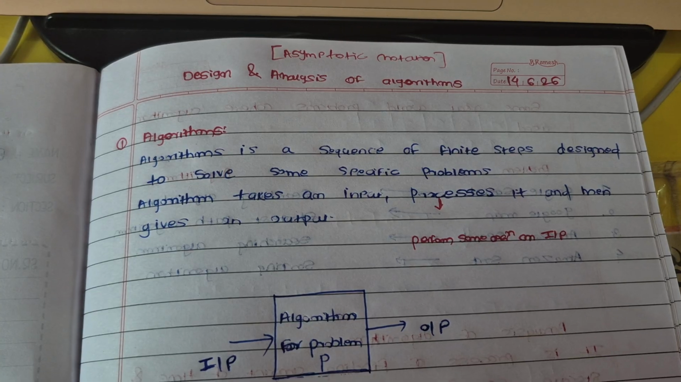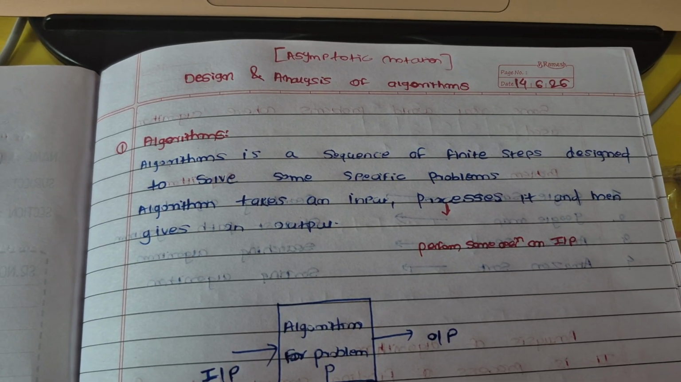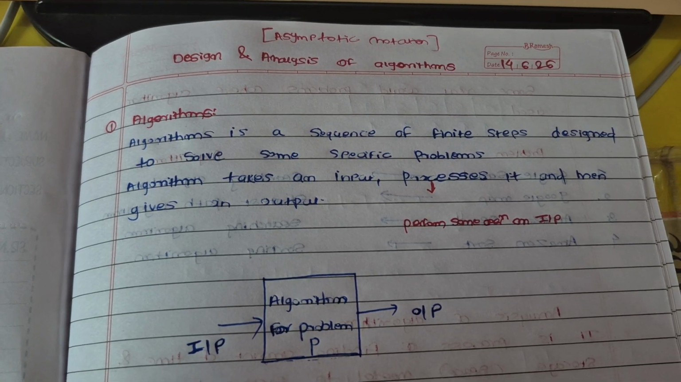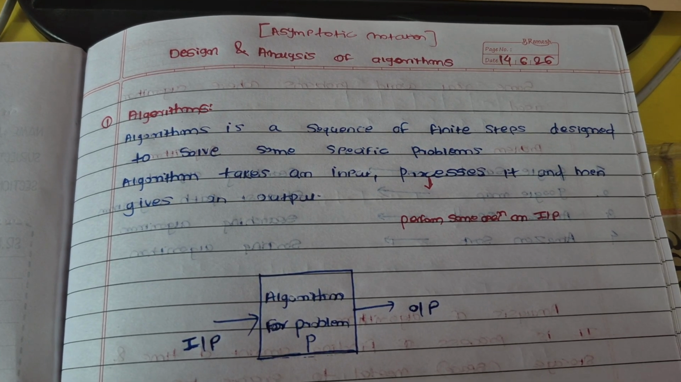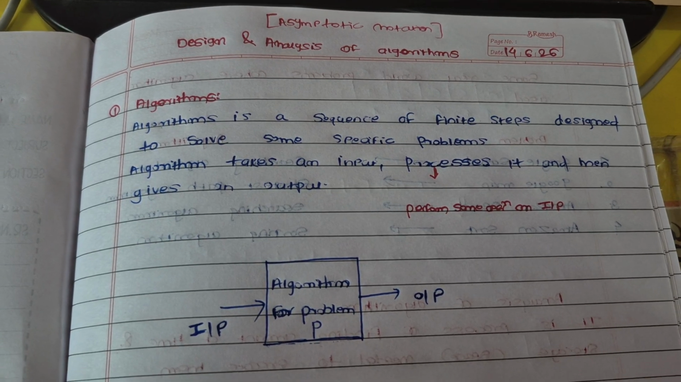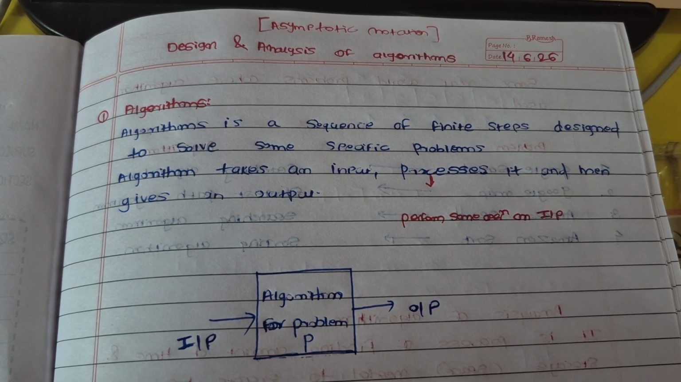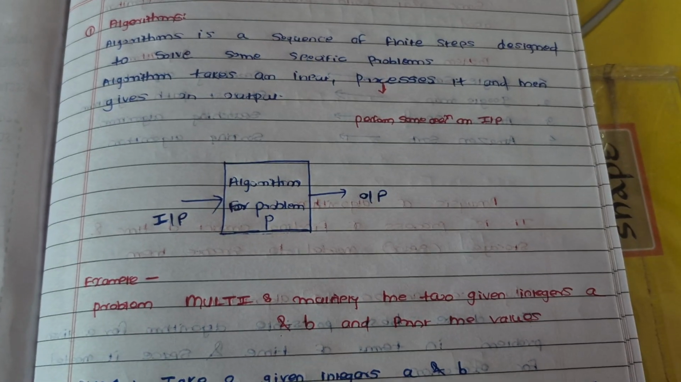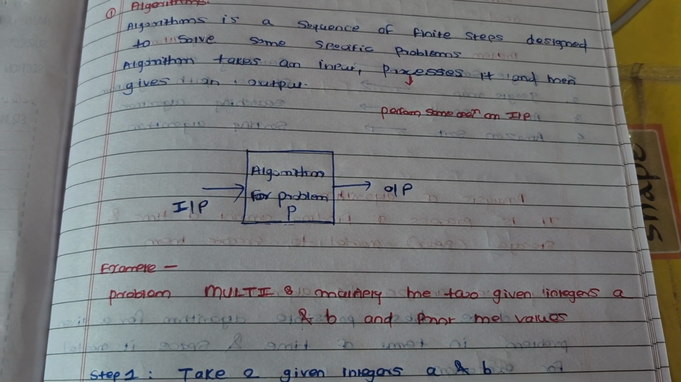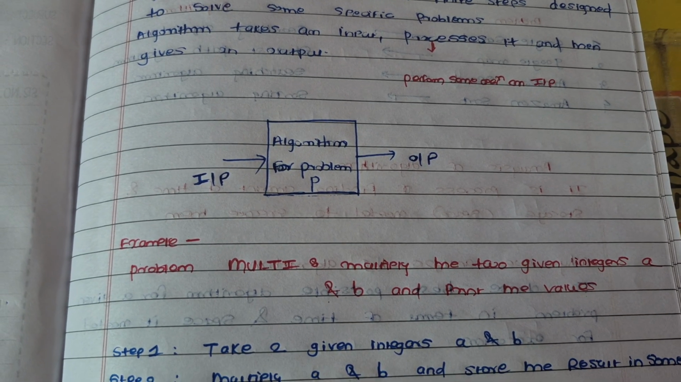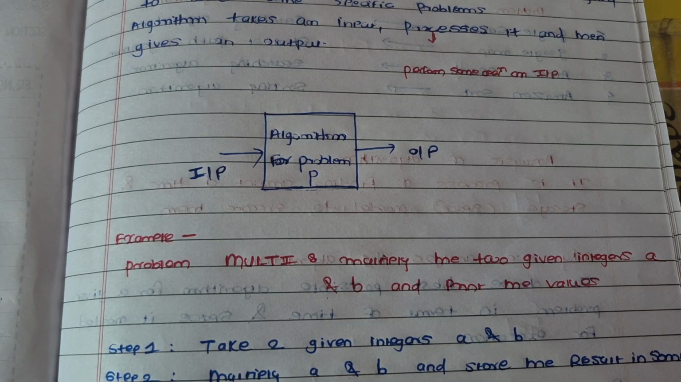This comes under asymptotic notation, and the topic is design and analysis of algorithms. First, what is an algorithm? It's a sequence of finite steps designed to solve a specific problem. It takes an input, processes it, and then gives an output. Processing means performing some operation on the input. You can see in the diagram it takes input, performs some operation, and then gives output.